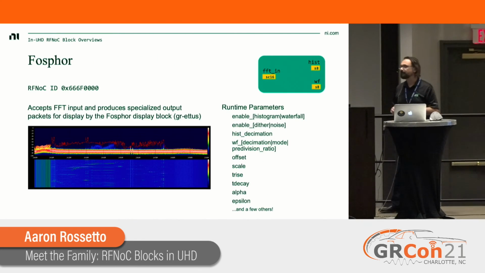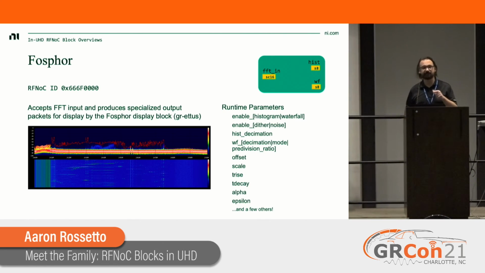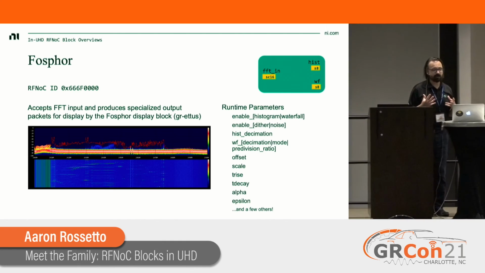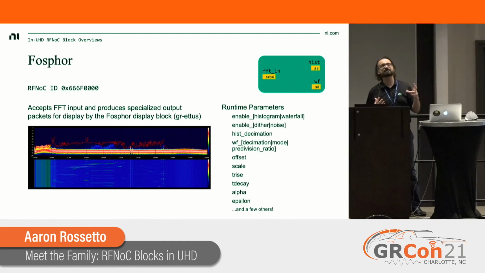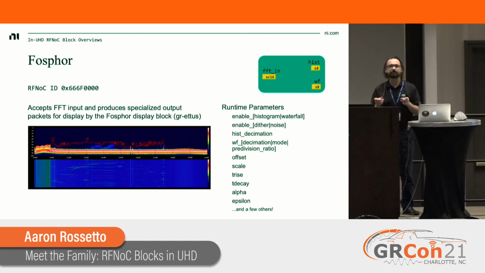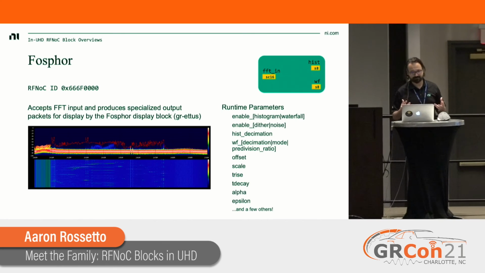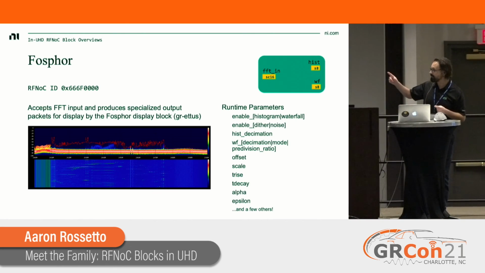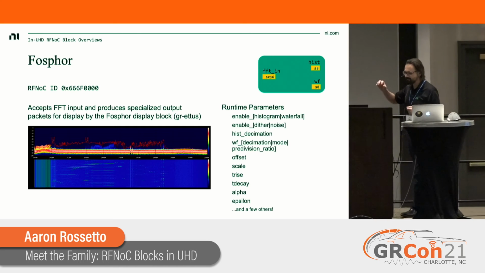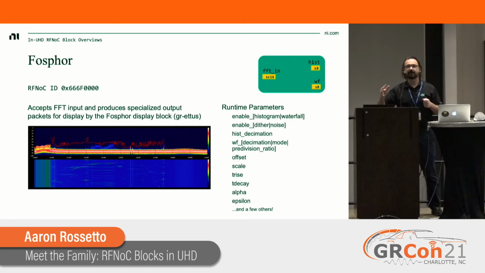And then finally, the world famous Phosphor Block. You can see it in the demo that we have in the Expo Hall. What the Phosphor Block does is it accepts FFT input data. So you need to do an FFT before it, and it produces two output streams of 8-bit data. One is histogram data, which is the upper part of that display, and it's sort of a heat map of each of the frequency bins of the FFT on the x-axis.